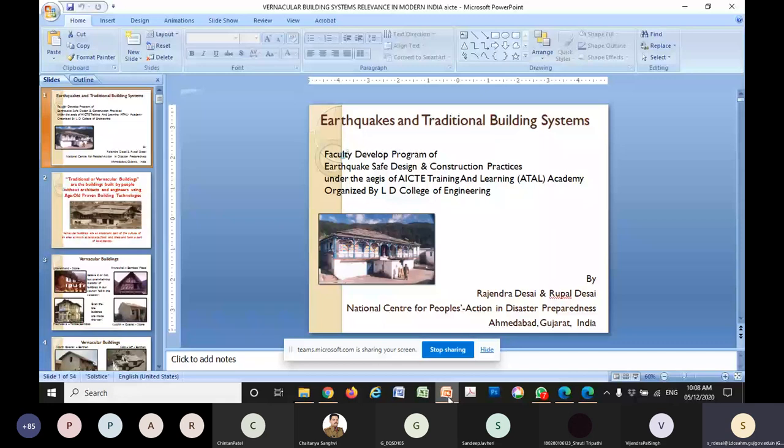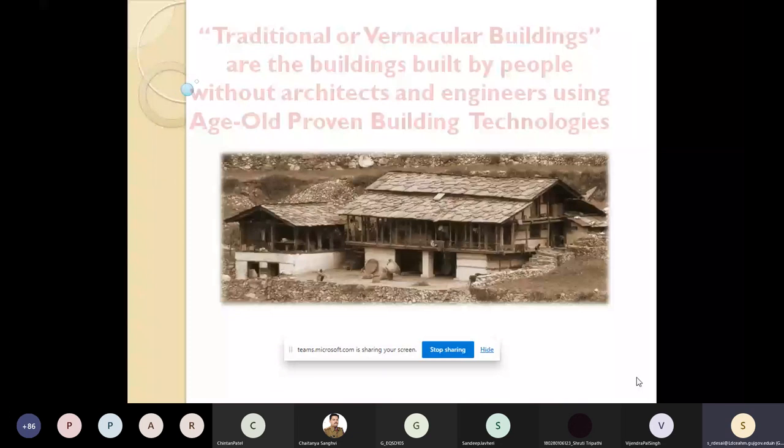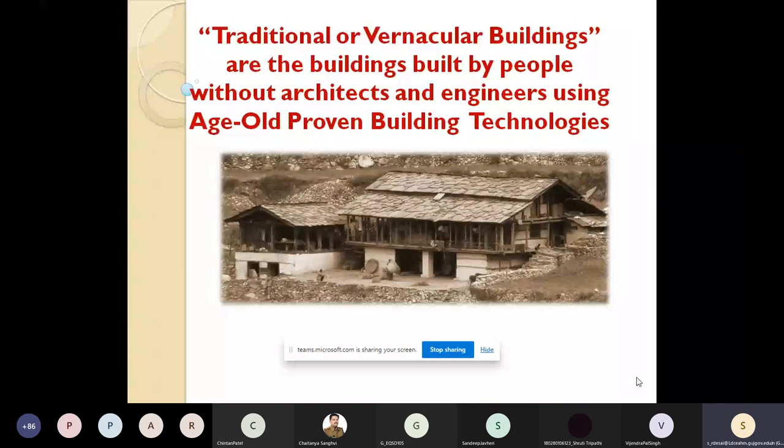So basically, I'm going to be talking, as you know, about earthquakes and traditional building systems. Now, what are traditional building systems? It's essentially what's called vernacular architecture, vernacular buildings. These are the buildings built by people without architects and engineers, using age-old proven building technologies. It is not just some mumbo-jumbo created by people, but there is a lot of logic and a lot of proven history.